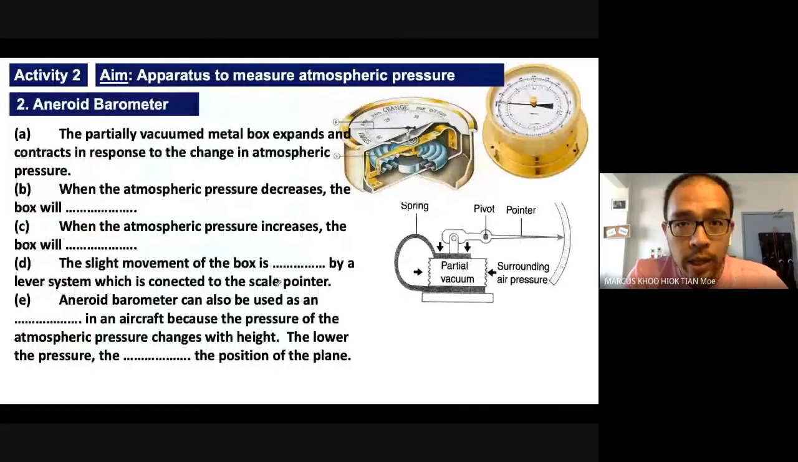Okay, the second one is called an aneroid barometer. And the aneroid barometer, I think, is explained in this next video, which I also don't know if you can hear, but I'm just going to play it anyway.